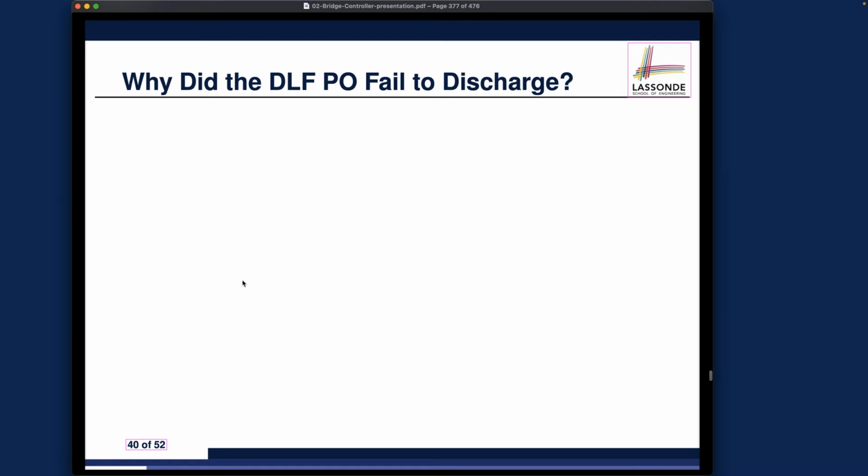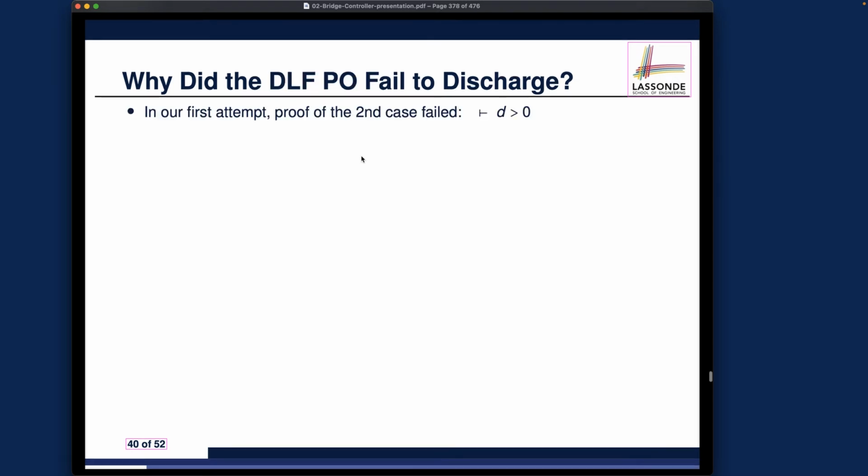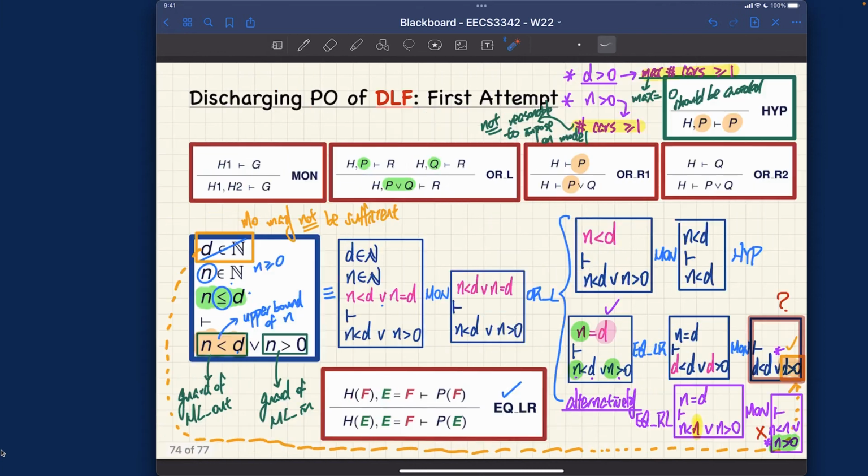So why do we fail to discharge the proof obligation for deadlock freedom? Let's now discuss it. In our first attempt, which I just showed to you, the proof of the second case failed, which is this particular sequence. Once more, this is the part I'm talking about, for the constant d larger than 0. That's the one that we failed to prove.